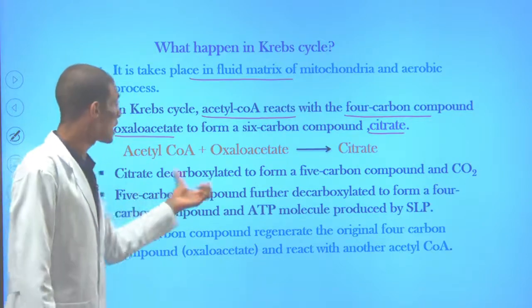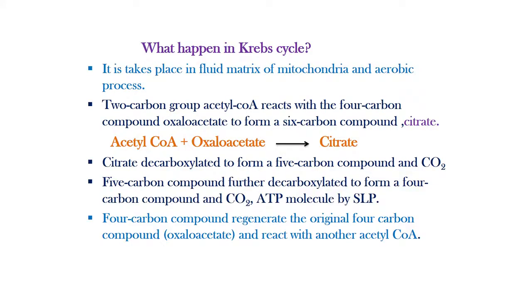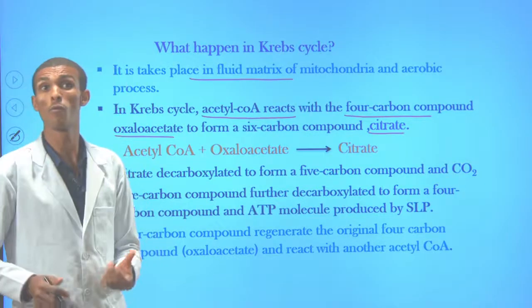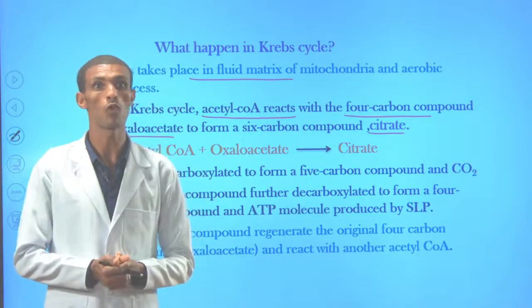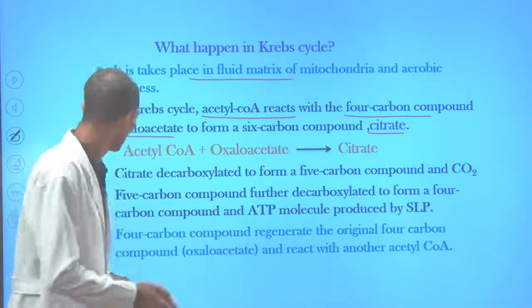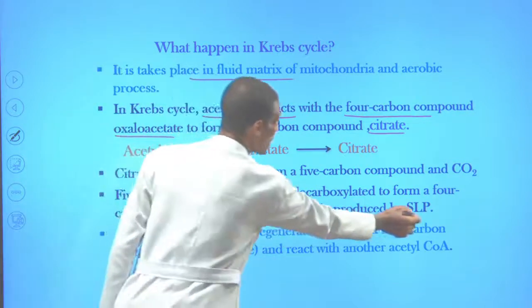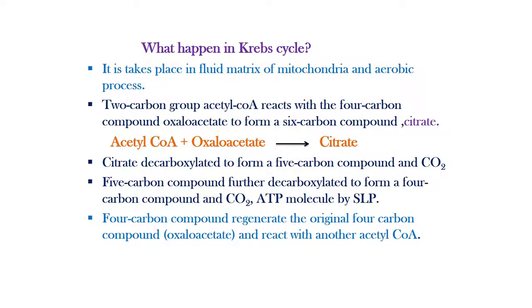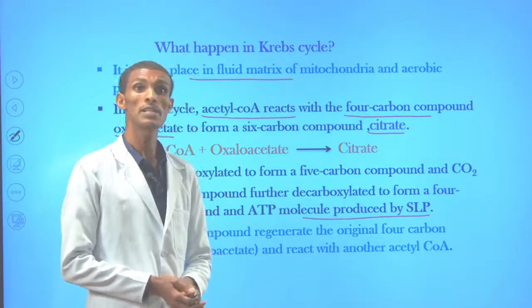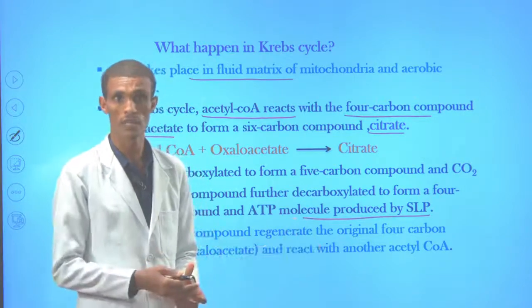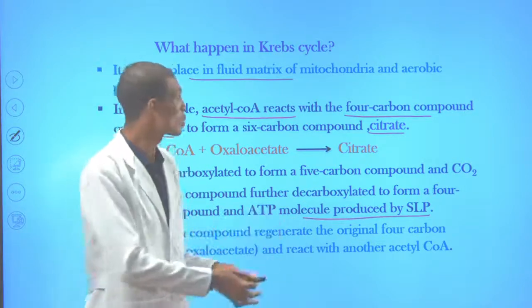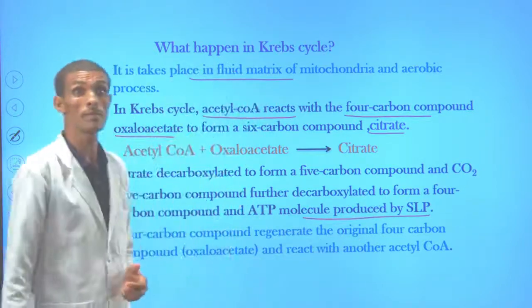After that, citrate becomes decarboxylated to form a 5 carbon compound and carbon dioxide, where the 5 carbon compound is further decarboxylated to form another compound, the 4 carbon compound oxaloacetate. ATP is formed in the process by substrate level phosphorylation. Substrates having an attached phosphate can transfer their phosphate to ADP, carrying out phosphorylation.